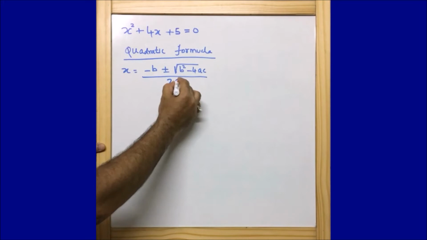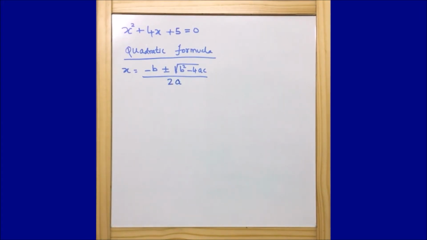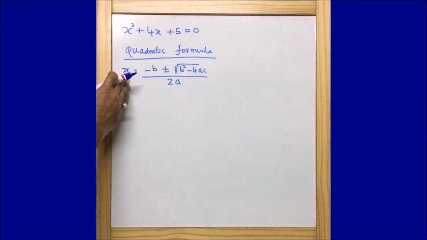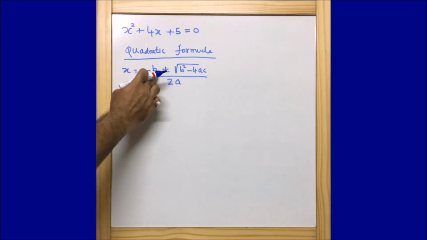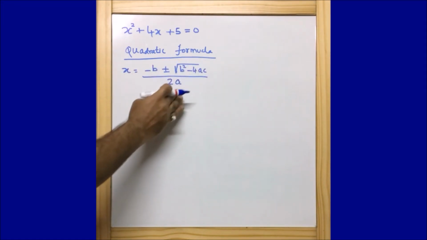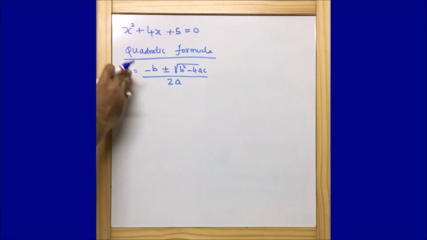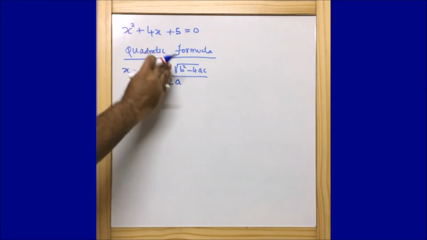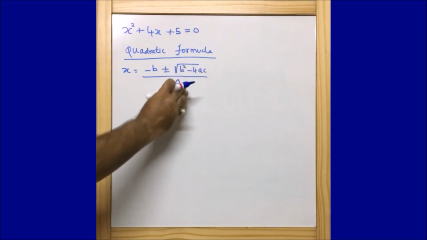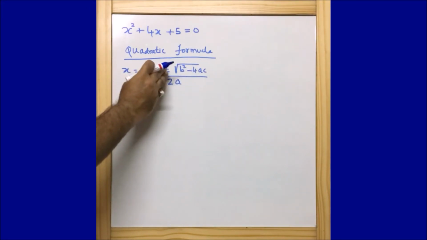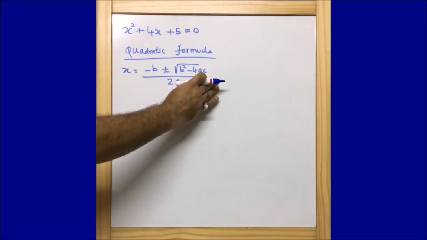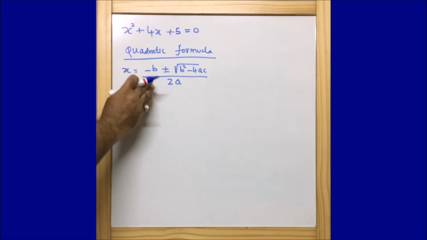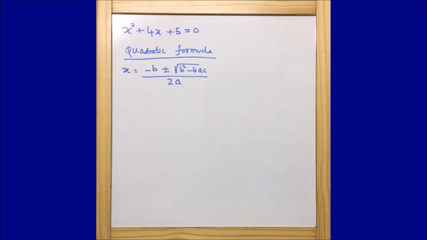So guys, this is what we call the quadratic formula, and using this formula we can find the two values of x. One value is x = (-b + √(b² - 4ac)) / 2a, and the other value is x = (-b - √(b² - 4ac)) / 2a.